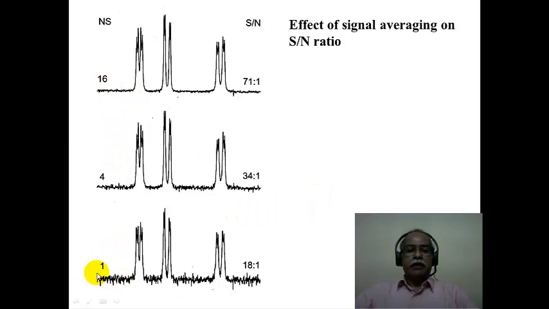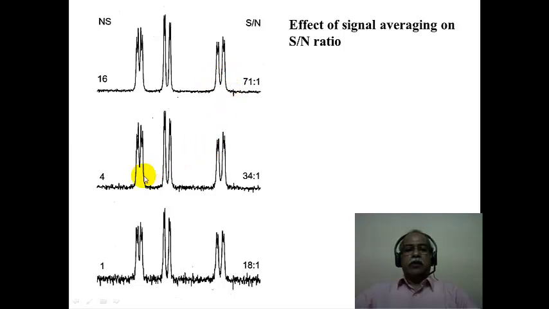You can see here this is a single scan spectrum. This is an average of 4 scans, and this is an average of 16 scans. So you can see in the baseline this is fairly noisy. The signal to noise ratio is 18:1. This is relatively better. The signal to noise ratio is 34:1, whereas this is the best spectrum among the three in terms of this noise being very low. The signal to noise ratio is about 71:1.